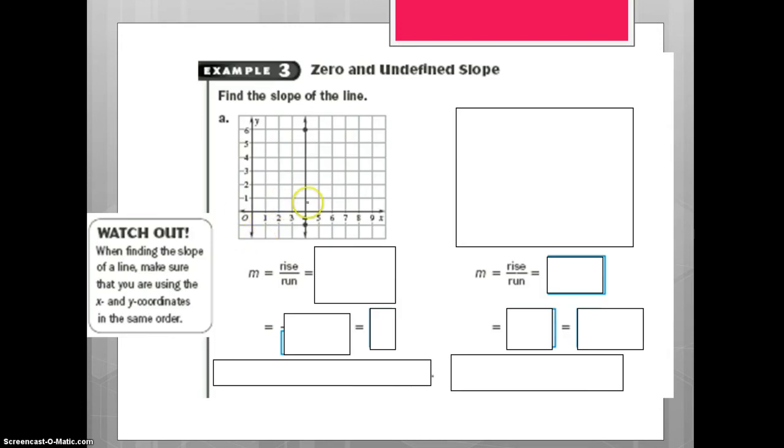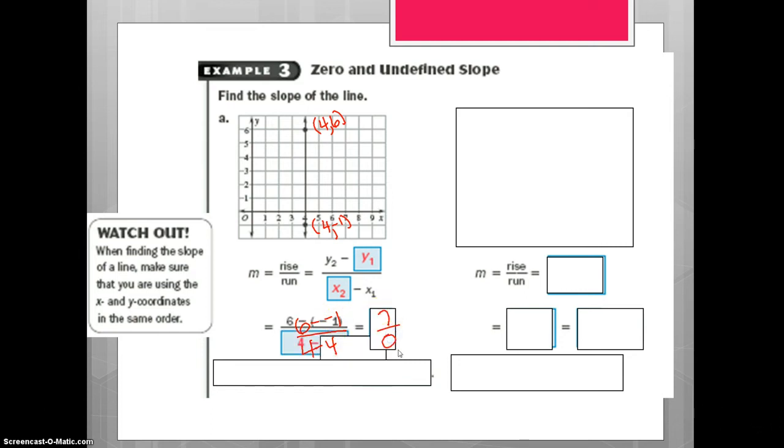In example 3, we have a vertical line. So if we look at the points, this point is over 4, down negative 1, and this is over 4, 6. You can see they both have an x term of 4. So when we plug it into the formula, we have 6 minus negative 1 and 4 minus 4. Well, 6 minus negative 1 is 7, and 4 minus 4 is 0.